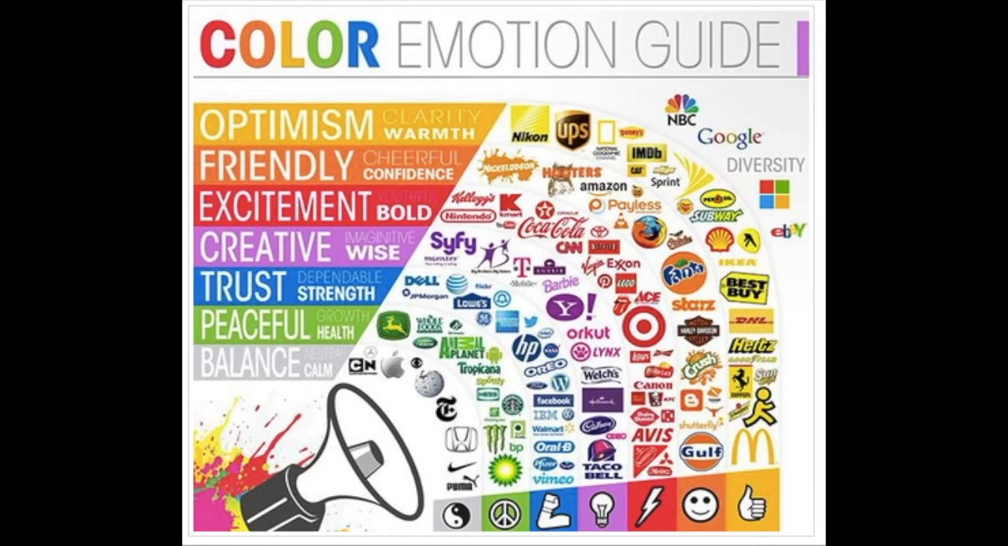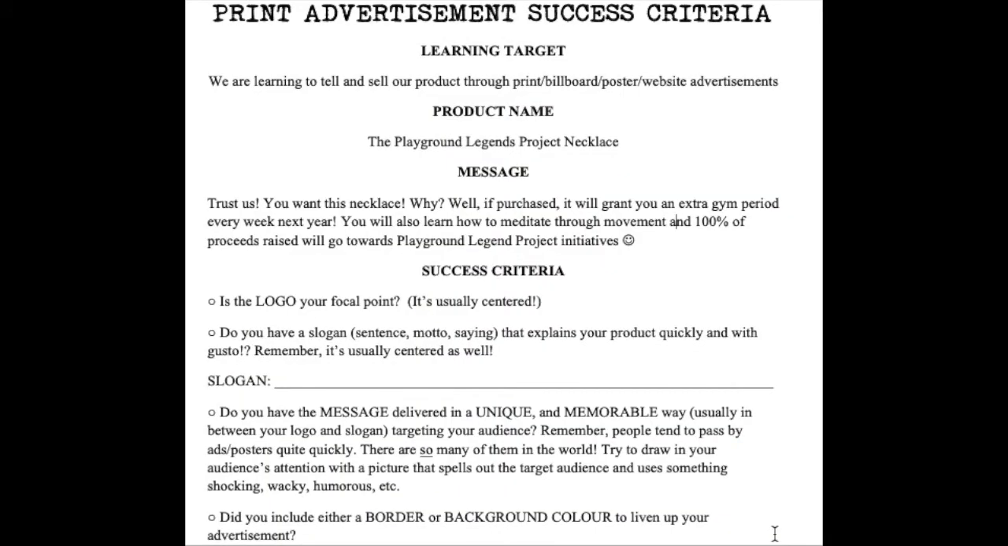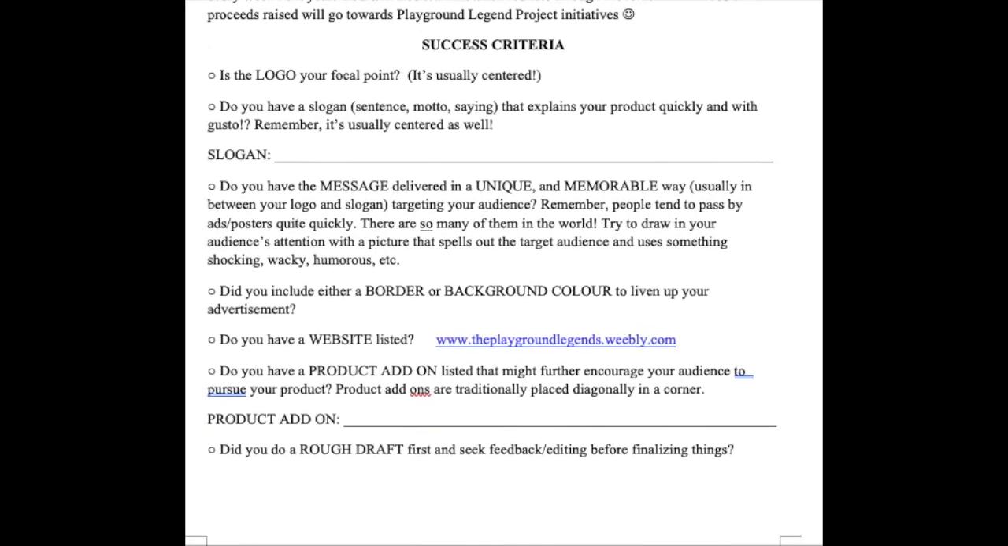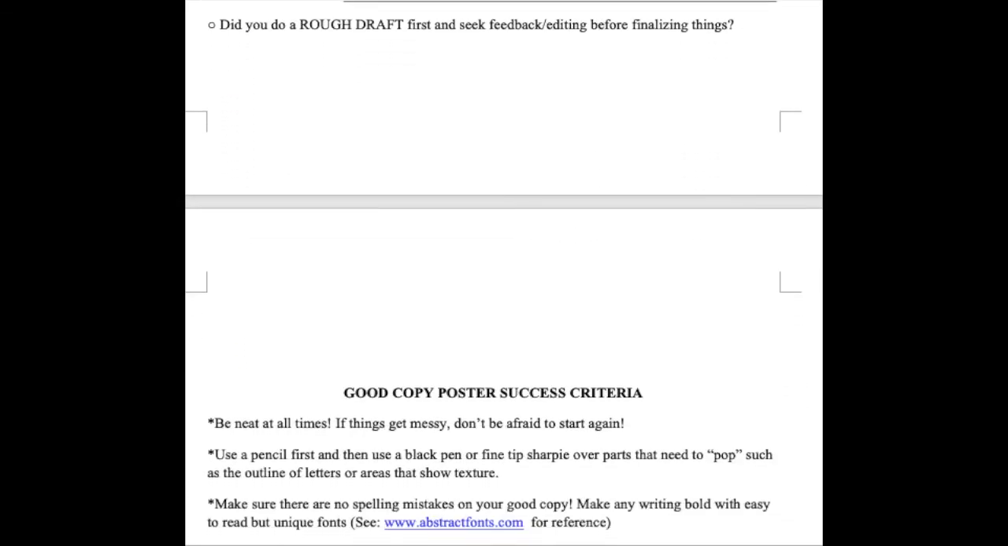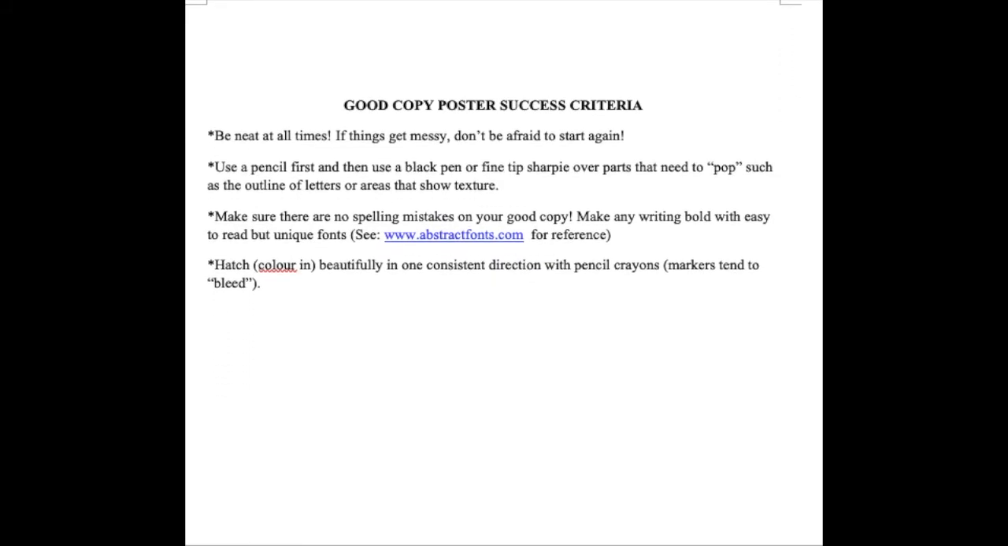Effective print advertisements also consider background colors and border schemes. Colors suggest certain emotions and feelings by association. Here's a sample print advertisement graphic organizer available for download on my website. You'll notice all of the previously mentioned success criteria with boxes to be checked off, as well as a final good copy success criteria checklist.